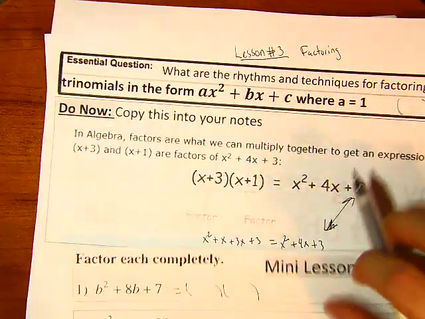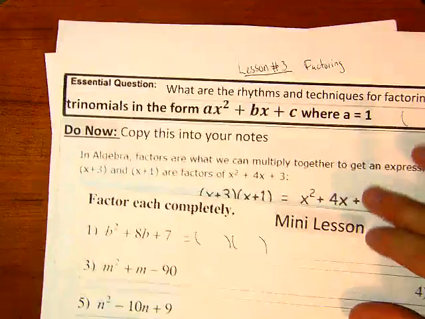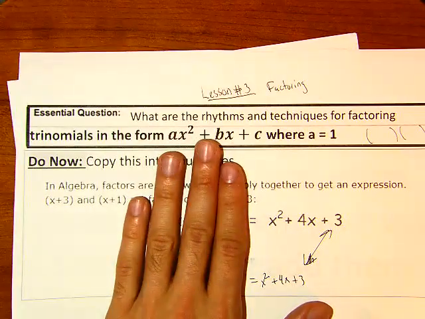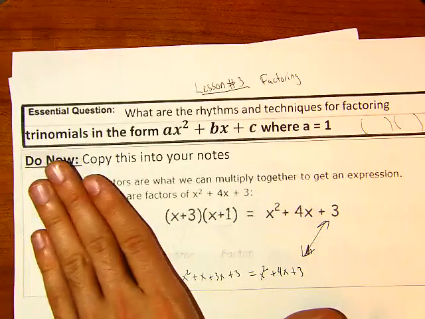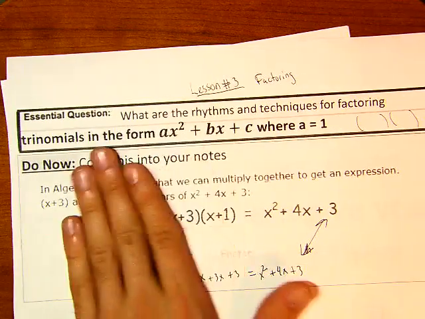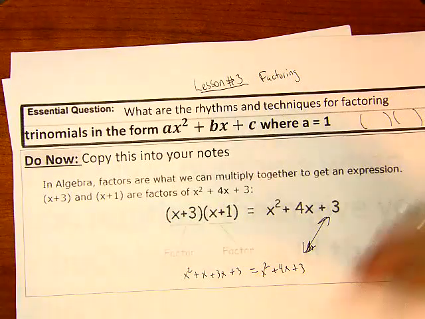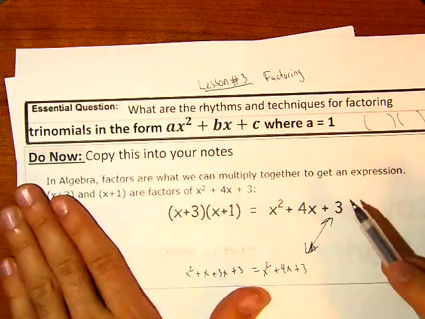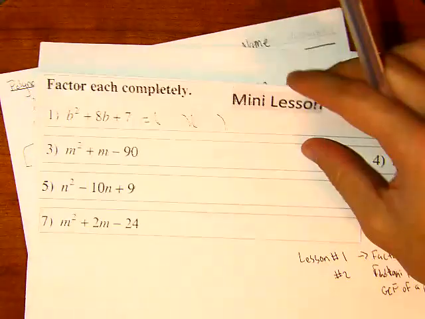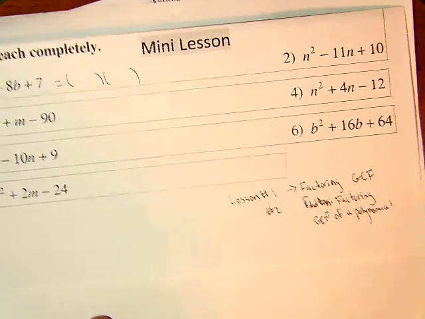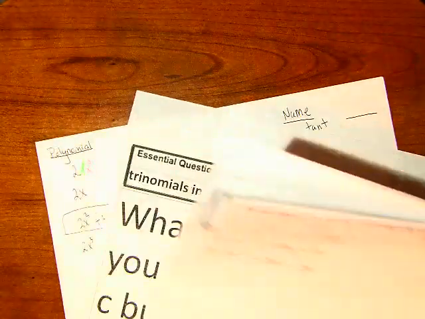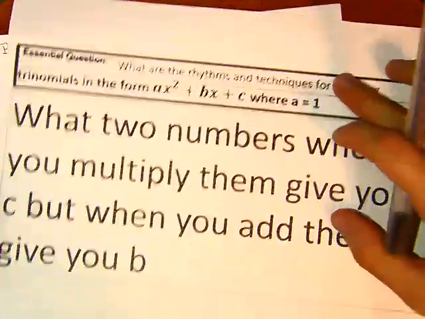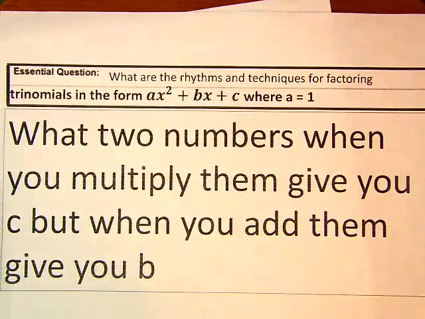So what is the rhythm? How do you know, if you have this, for example, that these are the 2 binomials that give you this when you multiply them? We want to take this trinomial and factor it into 2 binomials. We're going to do that for all of these problems over here. Okie dokie. So the rhythm is, what I'd like you to do is write this down.